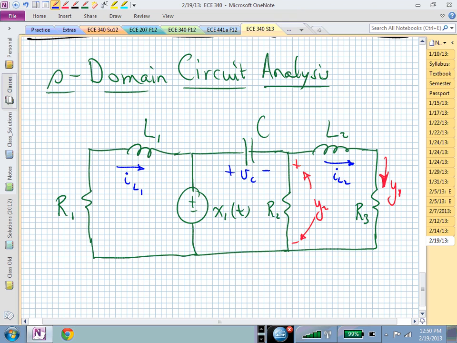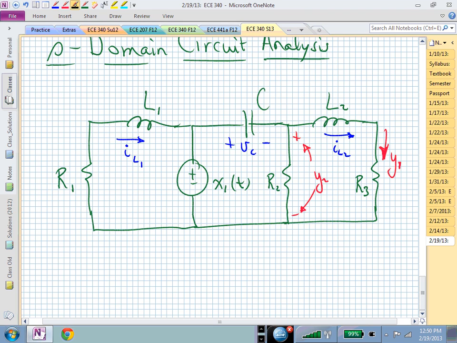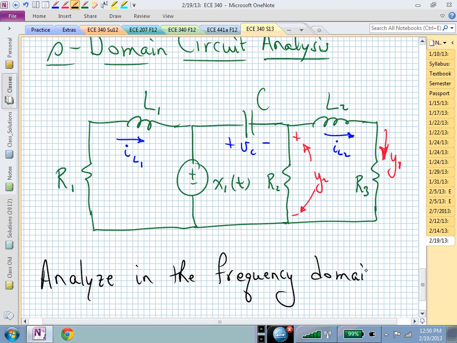Everybody likes to play with algebra, right? Instead of differential equations, let's just solve this in the frequency domain, put this into the S domain equivalent circuit, and then we can find the answer if we inverse Laplace transform. Let's now analyze this circuit in the frequency domain.